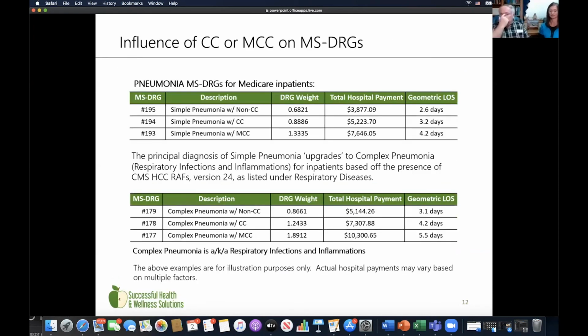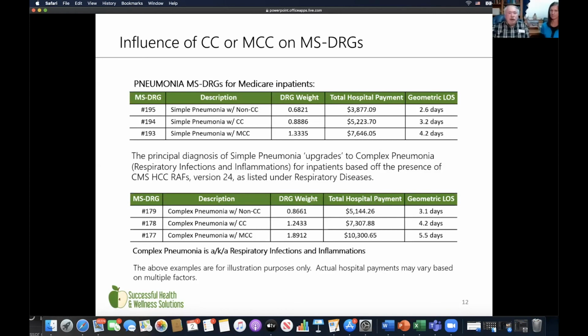So let's talk about the influence of CC or MCC on MSDRGs. First is pneumonia MSDRGs for Medicare patients. We look at DRG 195, that is simple pneumonia with a non-CC. And you see the weight there and the total hospital payment and the geometric length of stay.